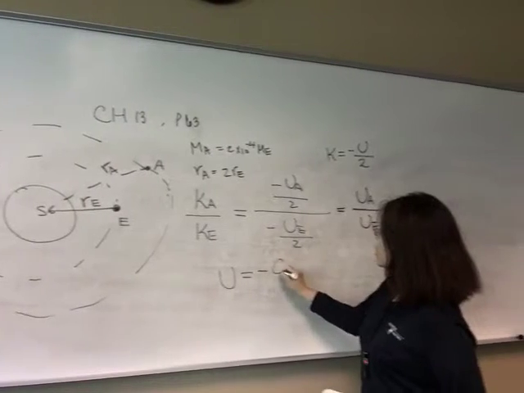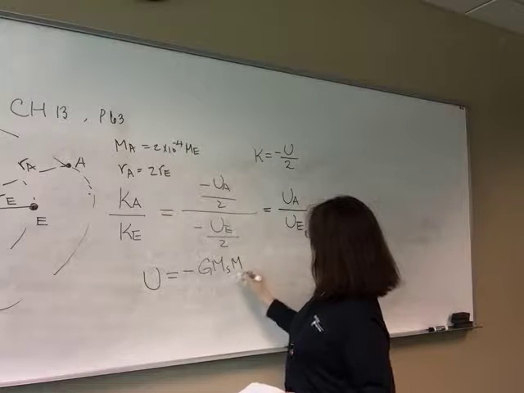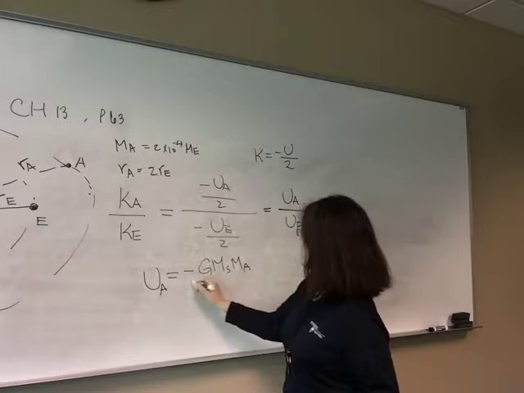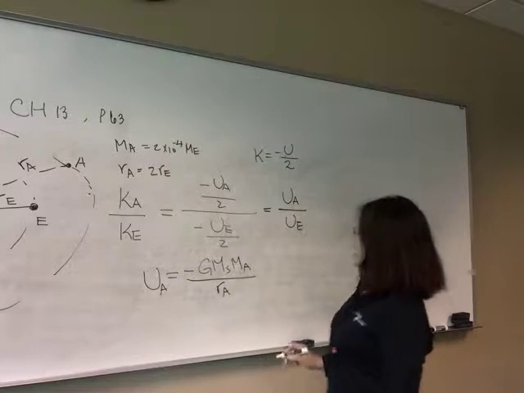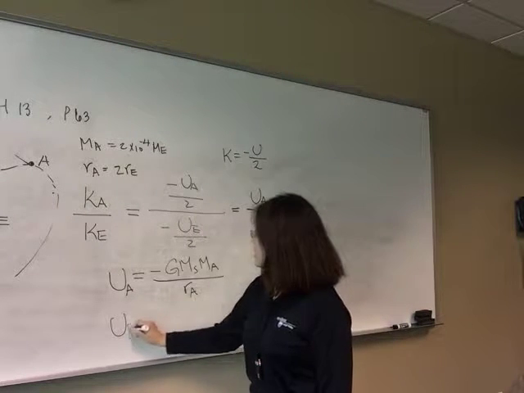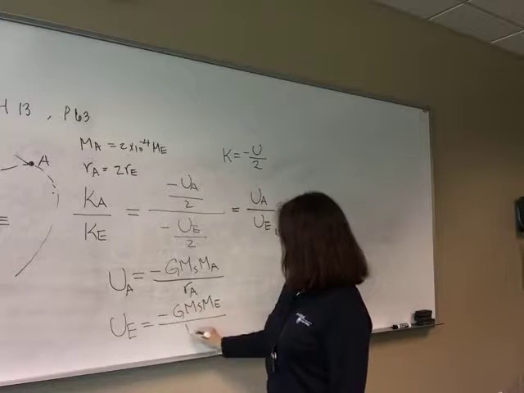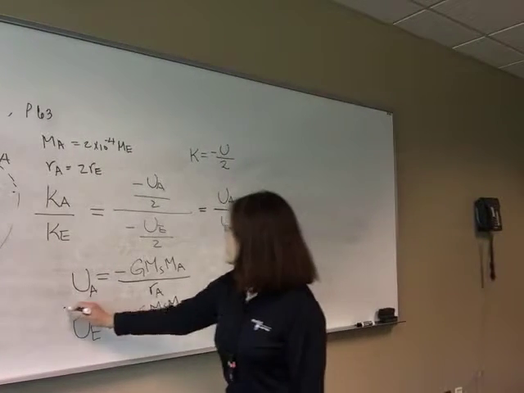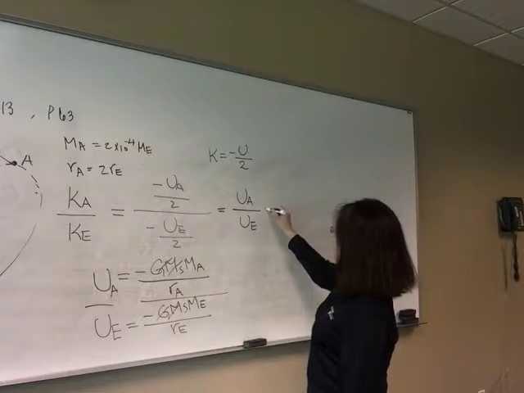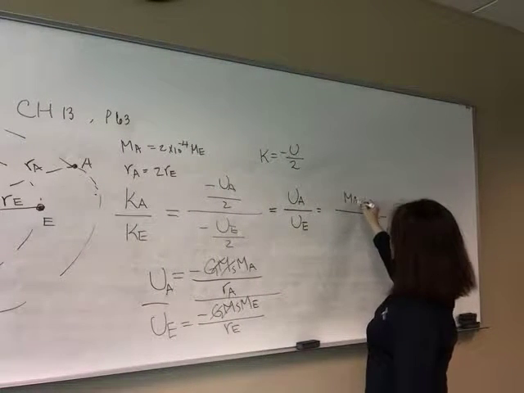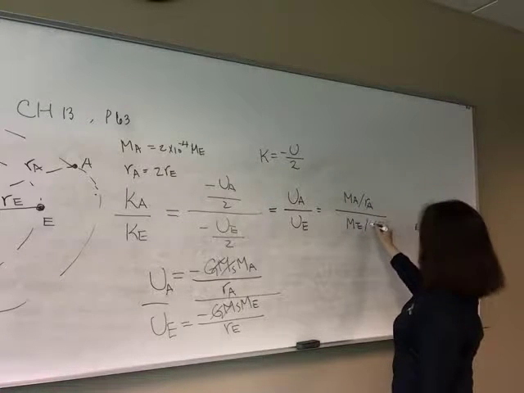That will be negative G, mass of the sun, mass of the, let's say, if this is A, then mass of the asteroid, and over the distance. So the distance is your RA. Okay? And then likewise, your UE is equal to negative G, mass of the sun, mass of the earth, and then RE. So then you can see that when you take the ratio, this goes away because they are the same. So what you have here is your mass of the asteroid over the radius of the asteroid, and then you have mass of the earth over the radius of the earth.